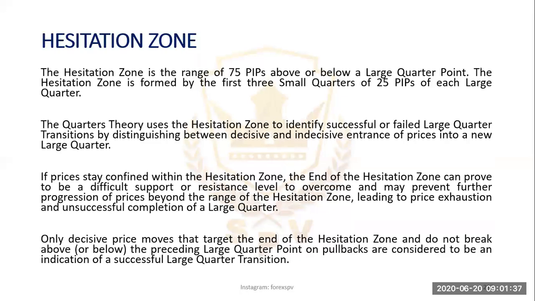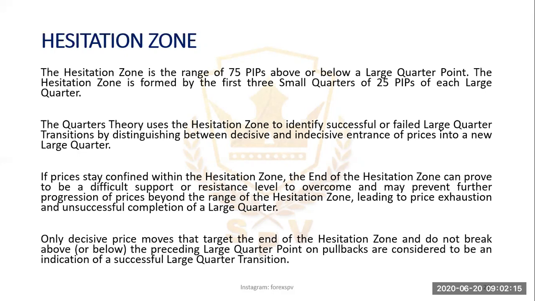The hesitation zone is the range of 75 pips above or below the large quarter point. And 75 pips simply means the first three quarters of 25 pips range above each large quarter point. So the second target should be the hesitation zone. Quarter theory uses this hesitation zone to identify successful or failed large quarter transition.